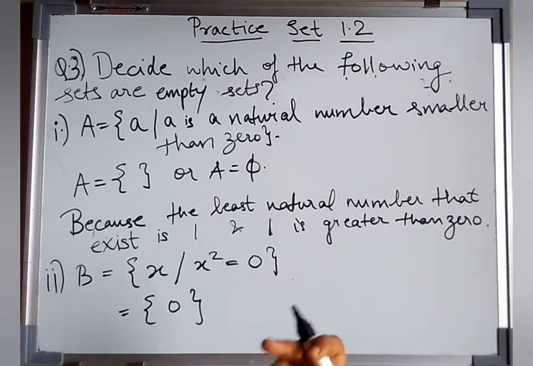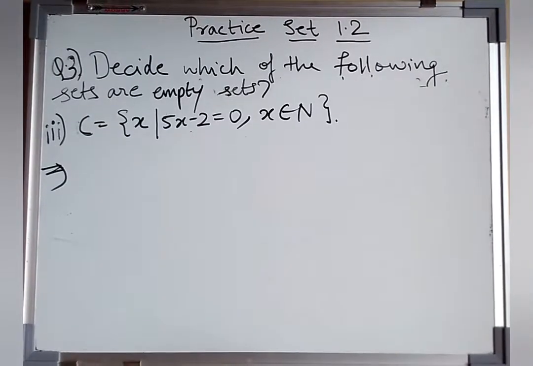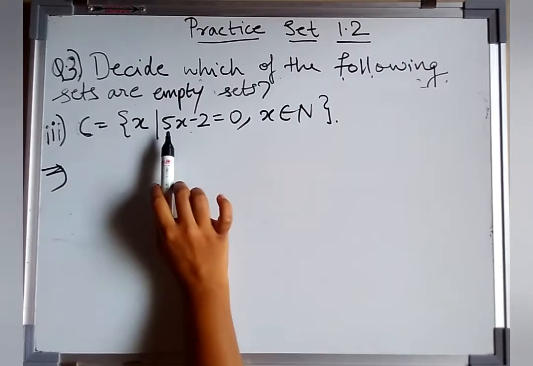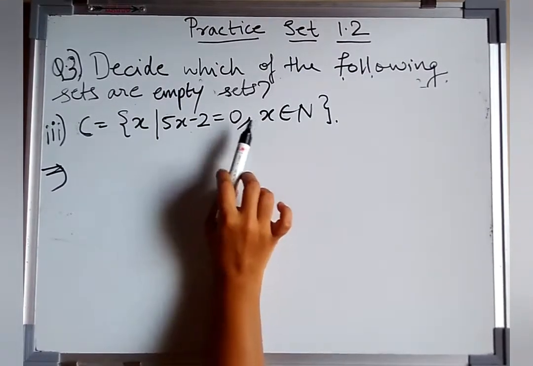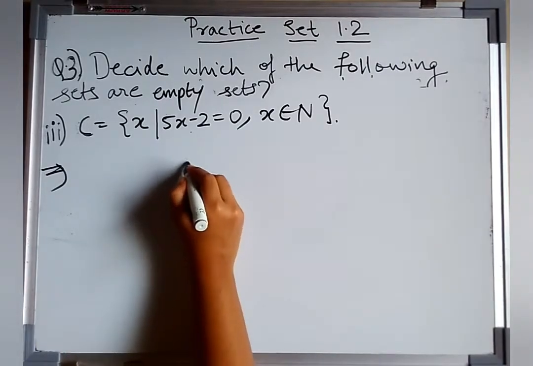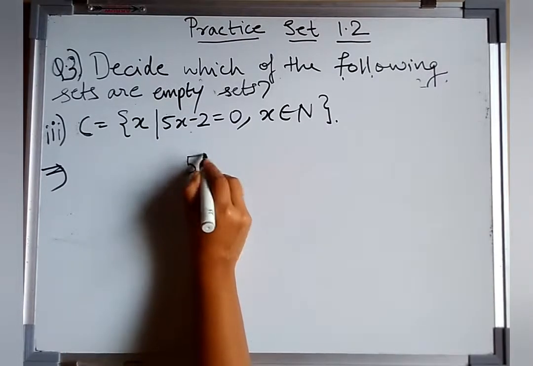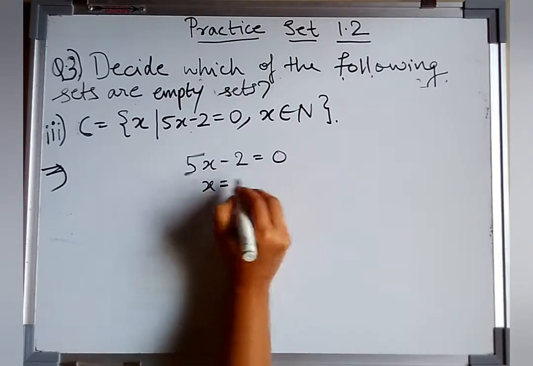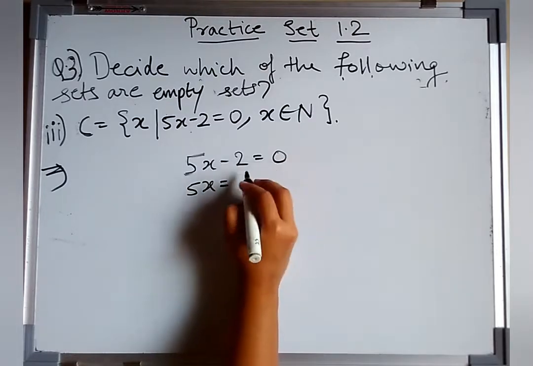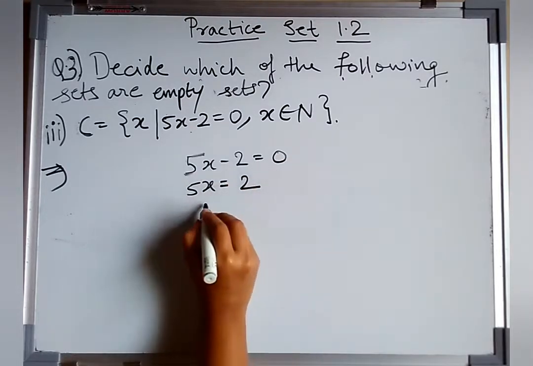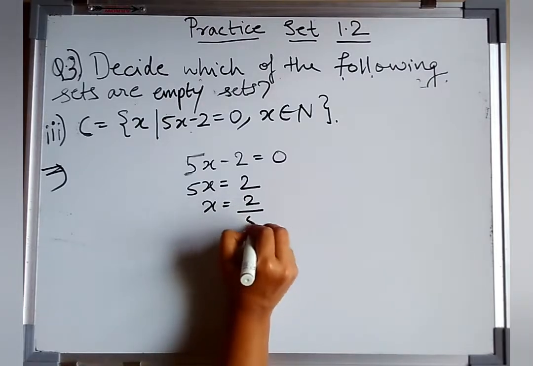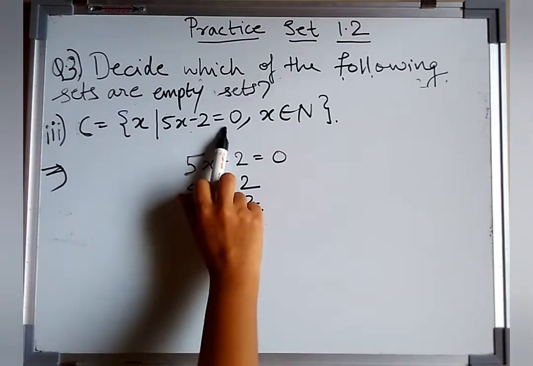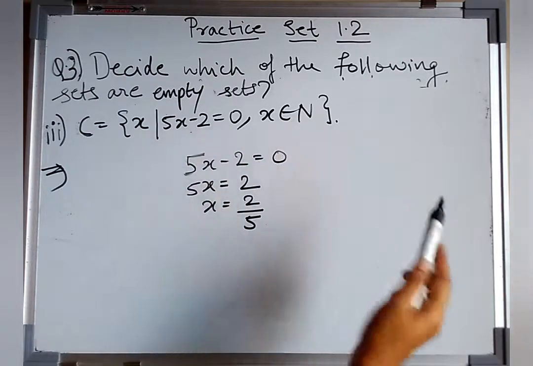Now we will take the next sub-question, that is the third sub-question. The question says C is the set of x such that 5x minus 2 is 0 and x is a natural number. So let's solve for the value of x. It says 5x minus 2 is equal to 0. That means 5x is the same as 2, the 2 will go that side and become plus 2, and then x is the same as 2 by 5. So one condition was that x should satisfy this equation, and the other condition was that x should be a natural number.